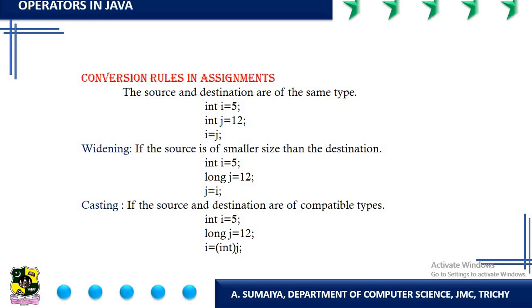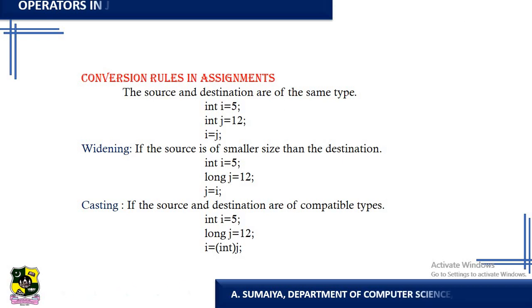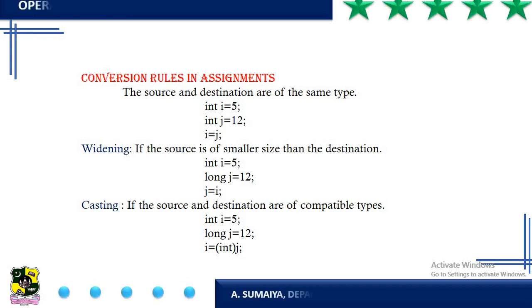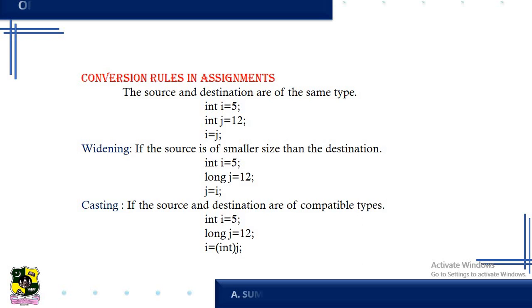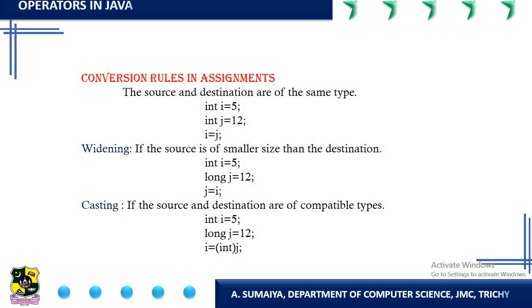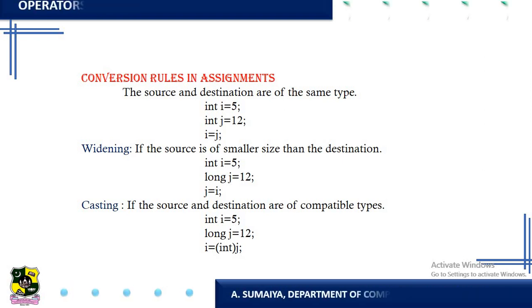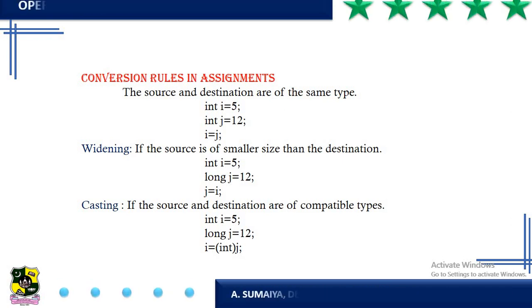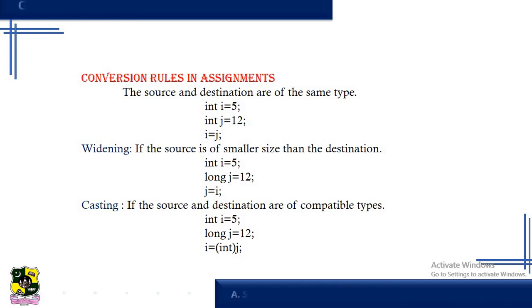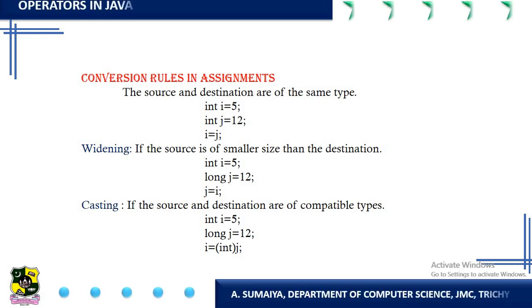Next one is casting. If the source and destination are of compatible types, but the source is of larger size than the destination, explicit casting is required in this case. Example, int i equal to 5, long j equal to 12, the j value is converted into integer type. i equal to int of j, valid. Both are compatible types and the source is of larger size, and hence explicit conversion is required.